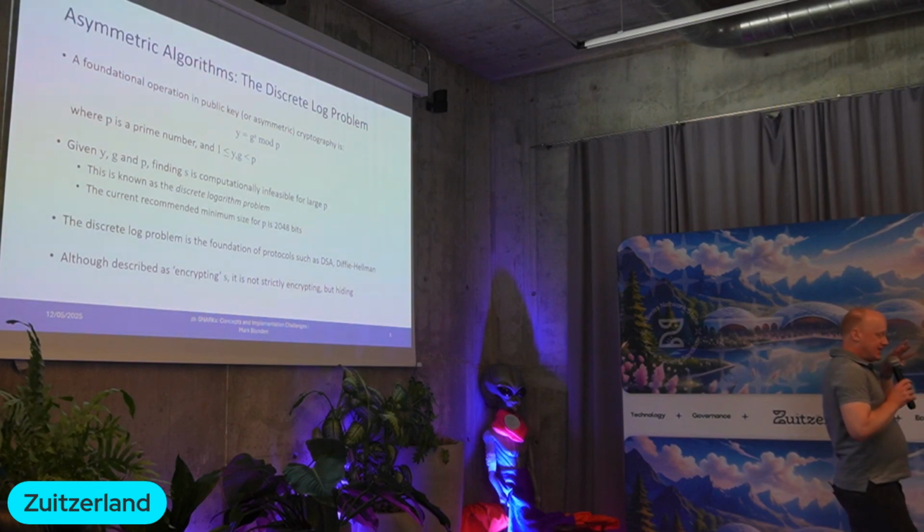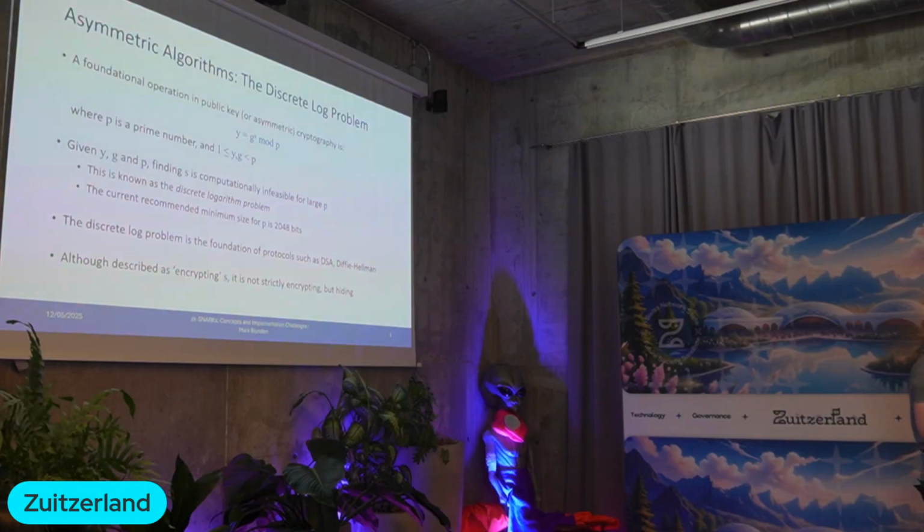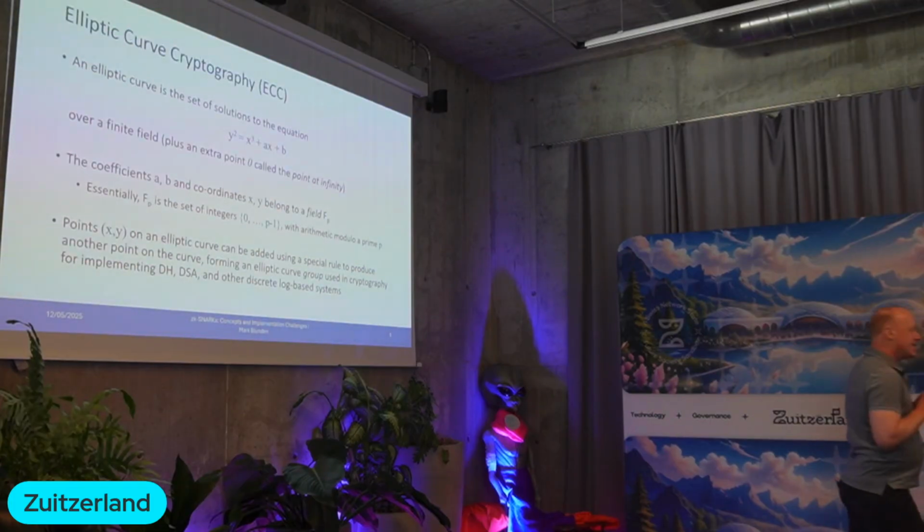So within these discrete log type systems, there are two different mathematical structures that we can use. One's quite nice and straightforward. The one that we are interested in is not quite so nice, if you don't like the maths. And that's elliptic curve cryptography. Again, it's not so important to know the proper definition, but it's there for those who are interested.